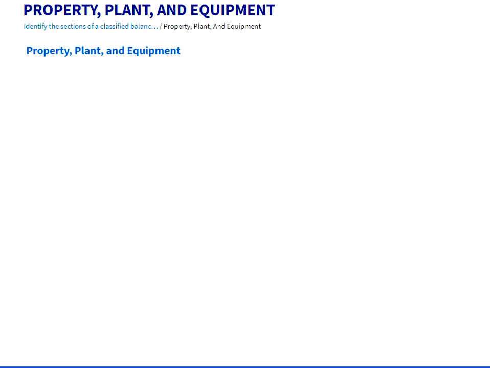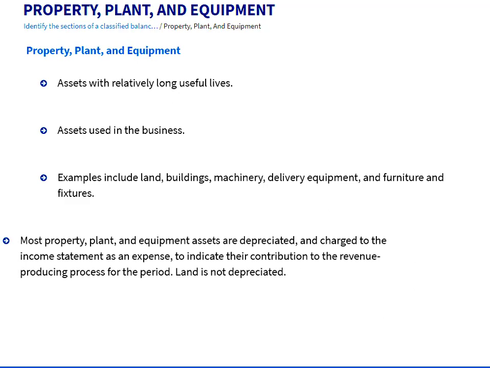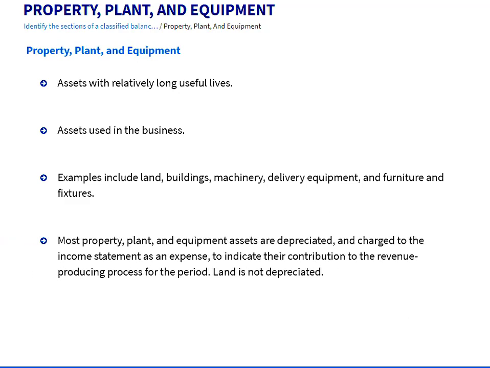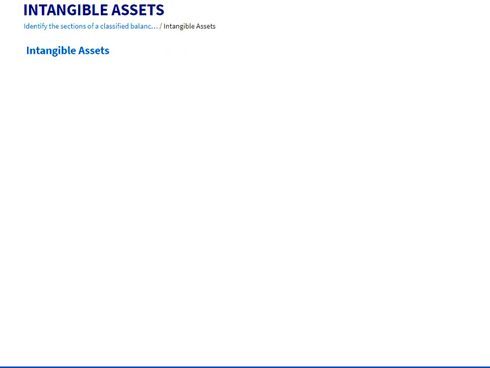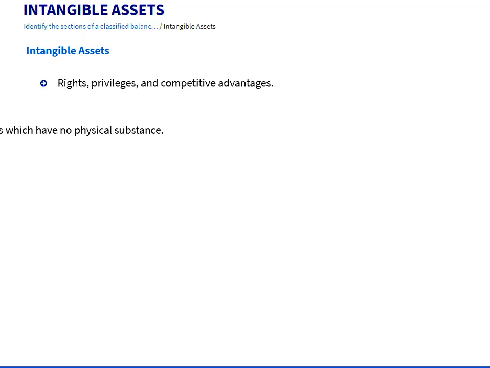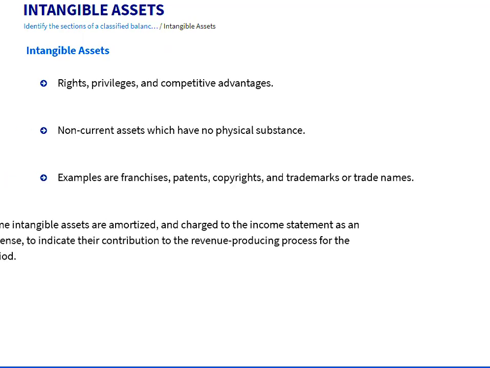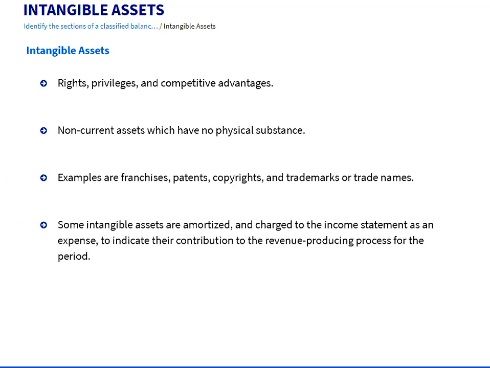Property, plant, and equipment includes assets with long useful lives that are used in the operation of the business. Intangible assets are rights, privileges, and competitive advantages that result from assets that have no physical substance.